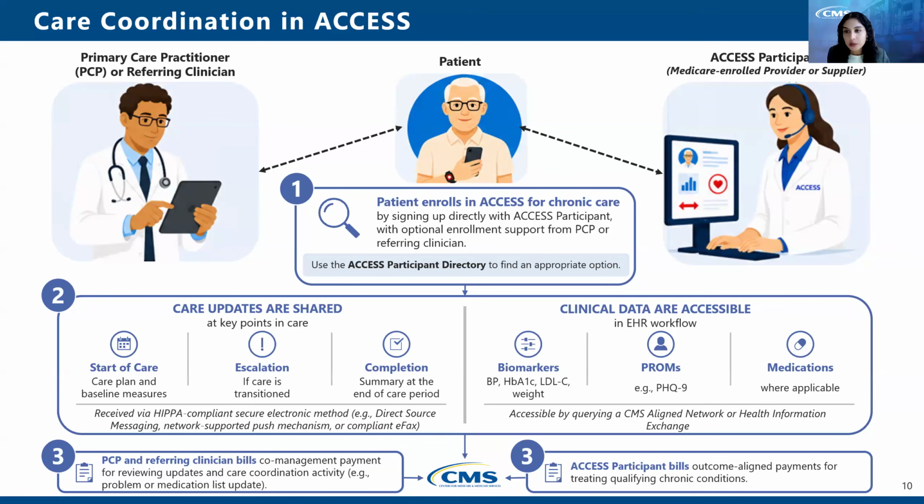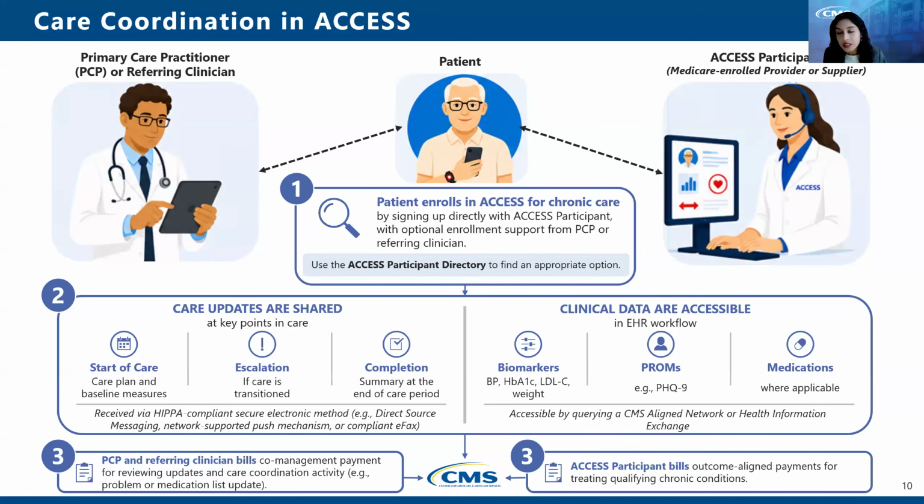After enrollment, the Access participant shares care updates at key points throughout the care journey. As I've mentioned, that's start of care, escalation of care, and care completion. At the start of care, Access participants can share the care plan and the patient's baseline measures. If the care is escalated or transitioned, updates are shared during that process, and at the end of the care period, a summary of care is provided. These care updates are transmitted through a HIPAA-compliant electronic method.